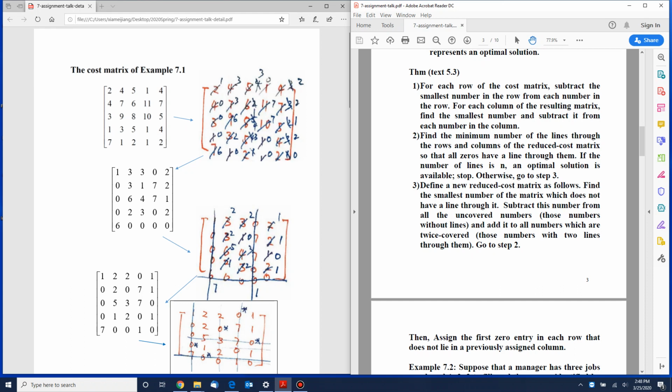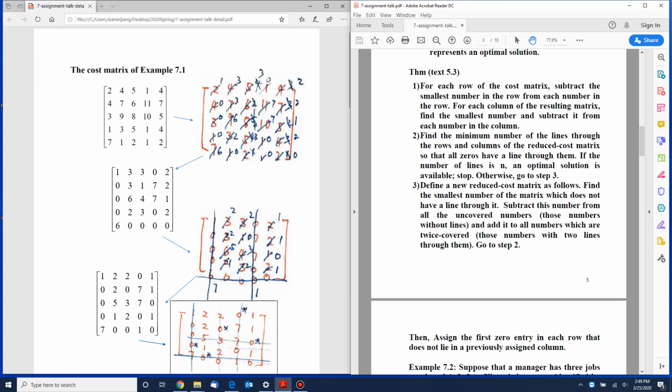In the second row, the smallest entry is 4. So from all the entries in the second row, we subtract 4. So that becomes 4 minus 4, 0; 7 minus 4, 3; 6 becomes 2; 11 becomes 7; and 7 becomes 3. Okay, and we work on the rest.